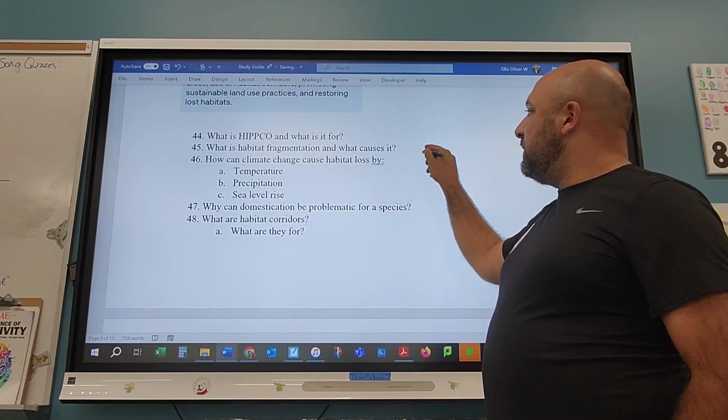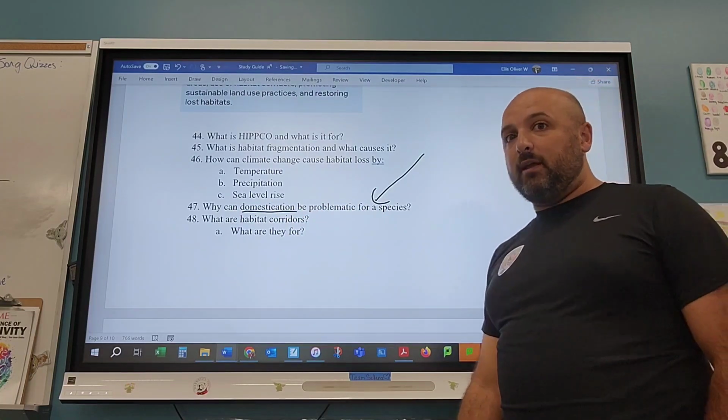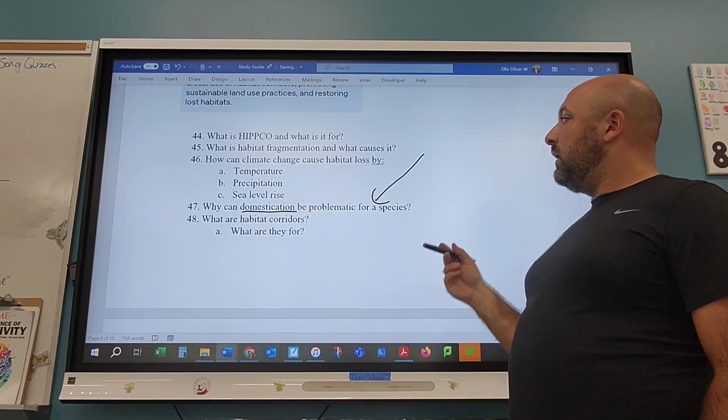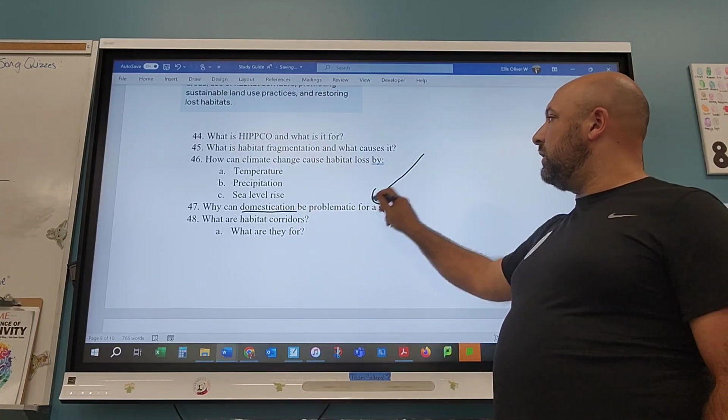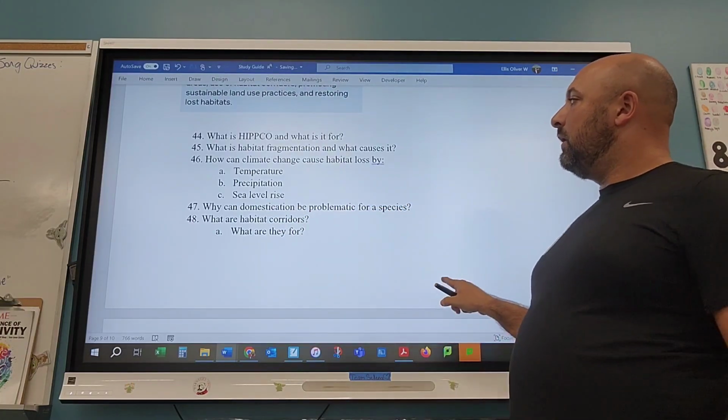Why can domestication be problematic for a species? When we domesticated cattle or chickens, we made them all the same because they taste delicious, or we want them to make lots of milk. And when we do that, we make a monoculture. And monocultures lack biodiversity and are easy to die off.